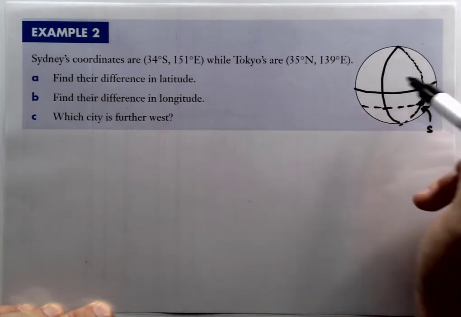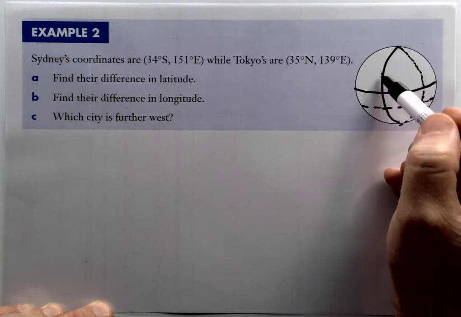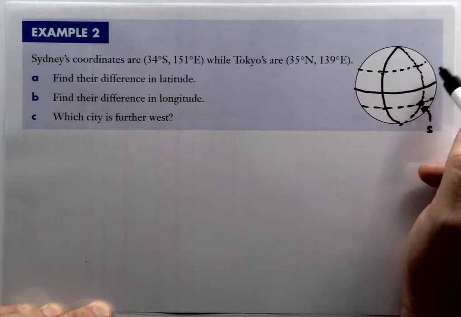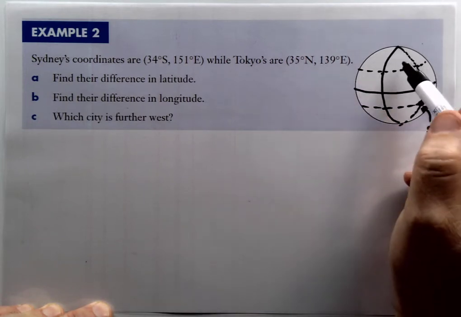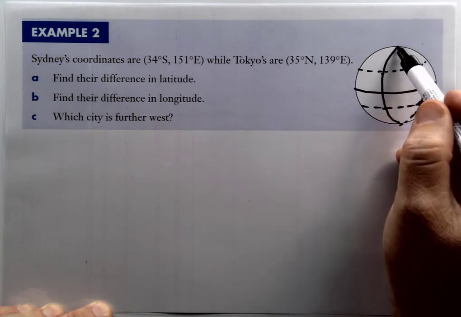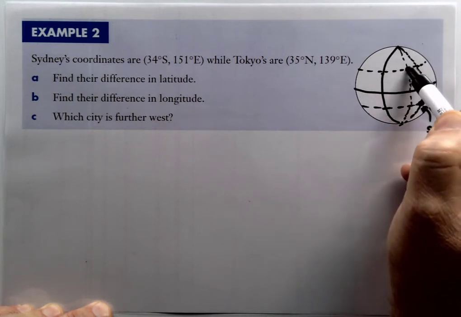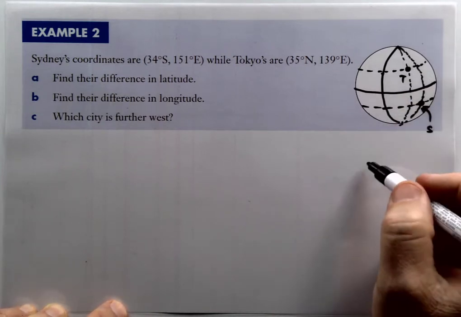Now Tokyo, it's 35 degrees north, so this was 34 degrees south, 35 degrees north, so very similar, but one north and one south. But it's only 139 degrees around to the east, so Sydney was 151, so Tokyo here is 139, so there's Tokyo. But as you can see, that's not a very clear way to draw it.